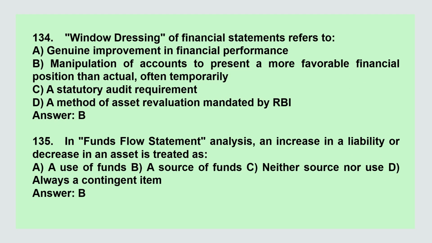Window dressing of financial statements refers to answer B. Manipulation of accounts to present a more favorable financial position than actual, often temporarily. In funds flow statement analysis, an increase in a liability or decrease in an asset is treated as answer B. A source of funds.